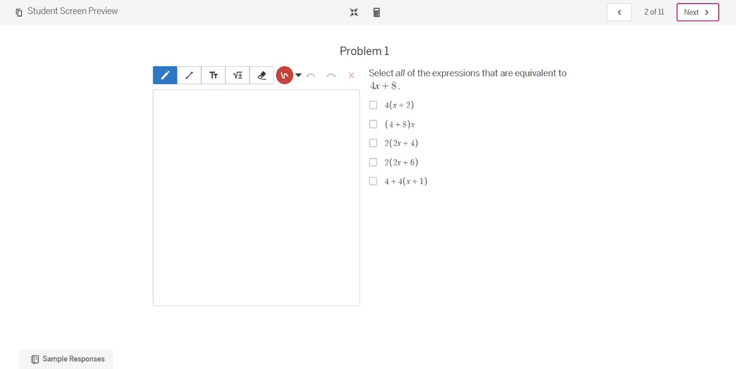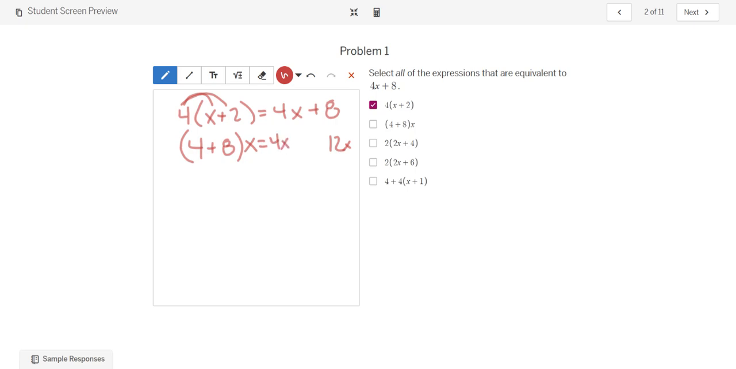So select all the expressions that are equivalent to 4x plus 8. Well, 4 times x plus 2, 4 times x is 4x. 4 times 2 is 8, so that definitely works. And then I've got 4 plus 8x. You should just go to 12x because 4 plus 8 is 12, and then you can put those terms together. But this would have been 4x plus 8x, which is not 4 plus x. Okay, 4 plus 8.